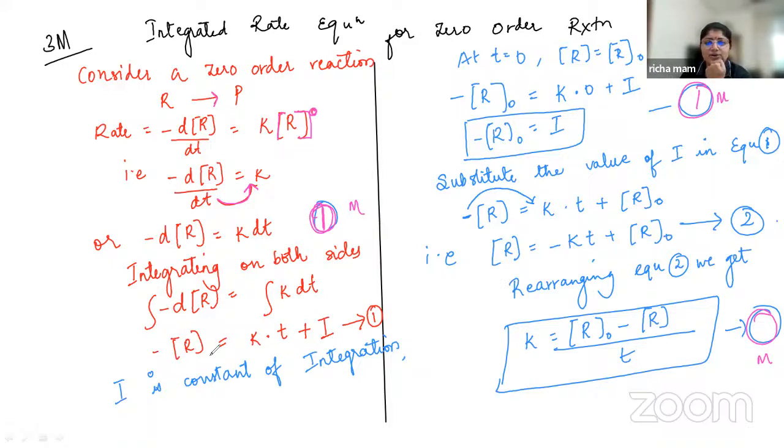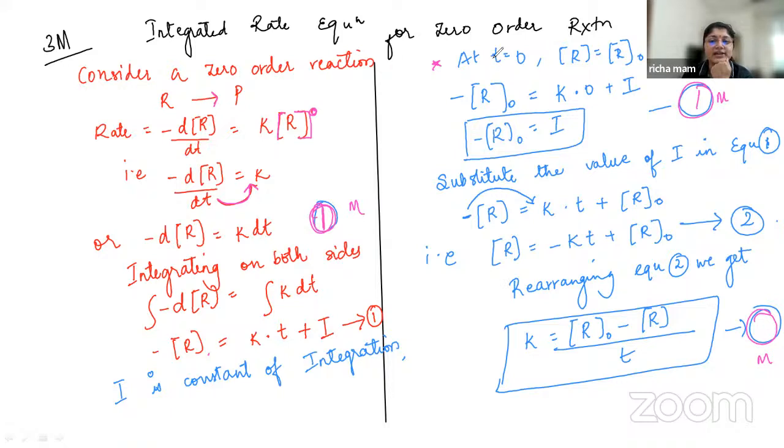Minus R, concentration of R, is equal to KT plus I. Okay, I is what? I is the constant of integration. So we have to find the value of I. How can we find the value of I? By putting the initial values, at initial concentration or initial conditions. So what are the initial conditions?